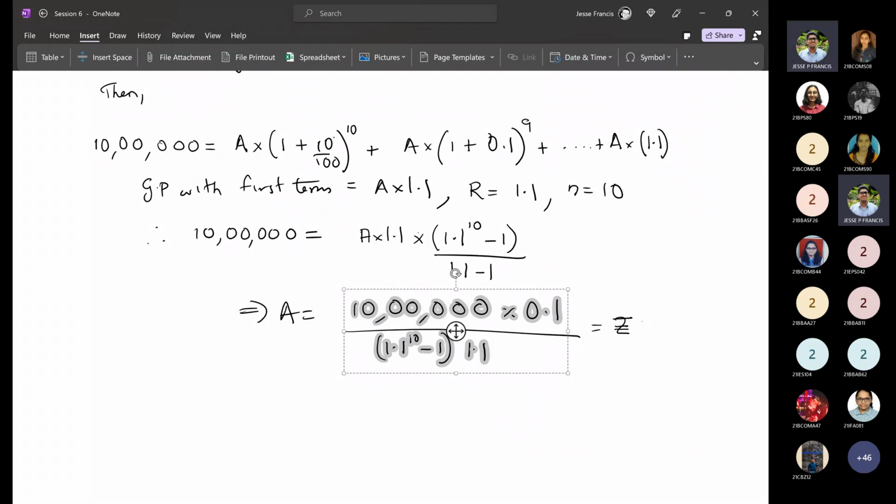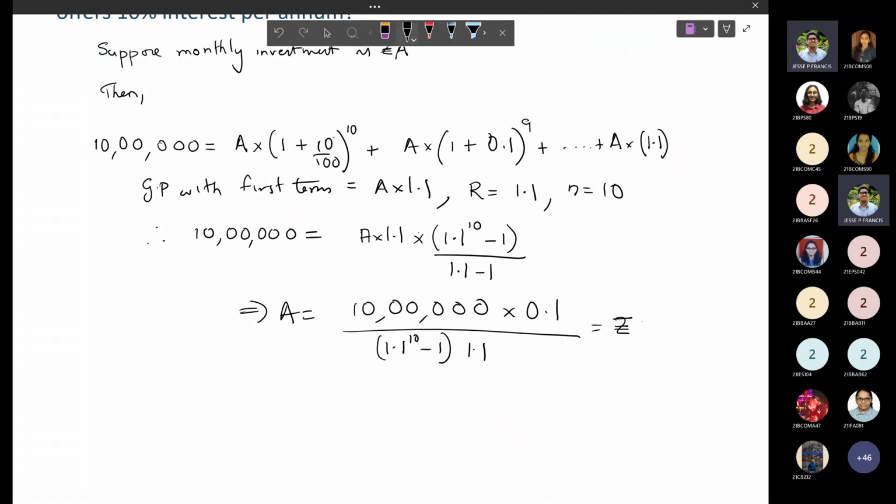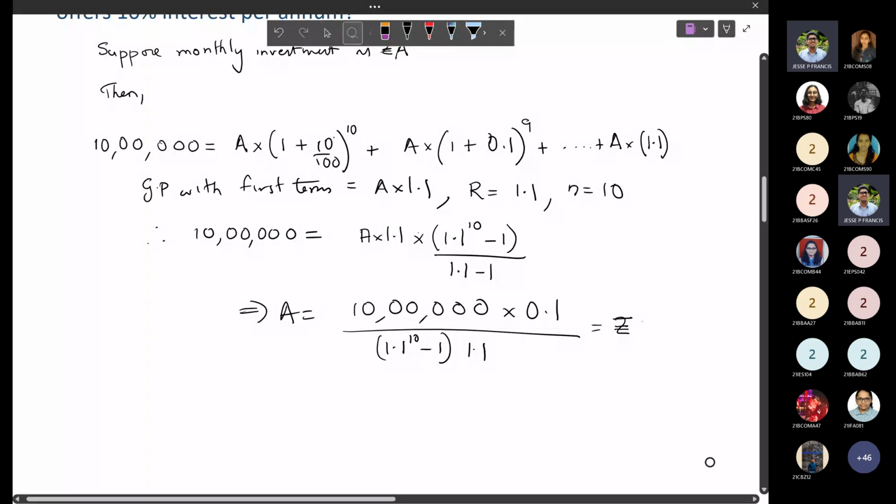It won't be MCQ, it will be descriptive. I think that was made clear initially itself. It will be simpler questions, just compound interest, this one, and then Dr. Mishra's portion.